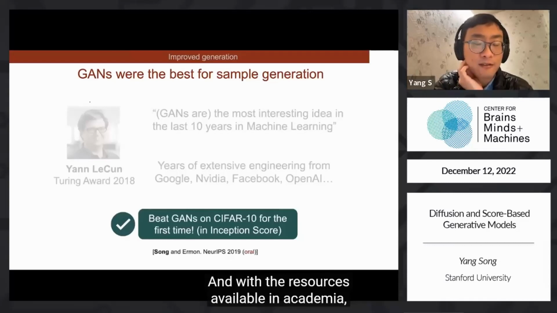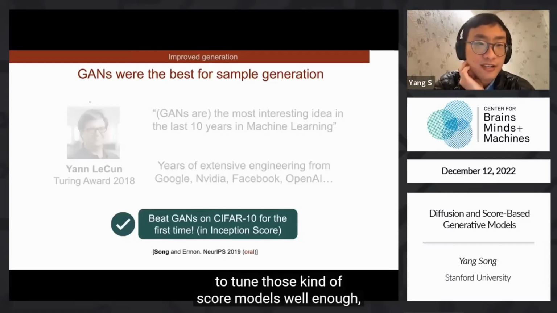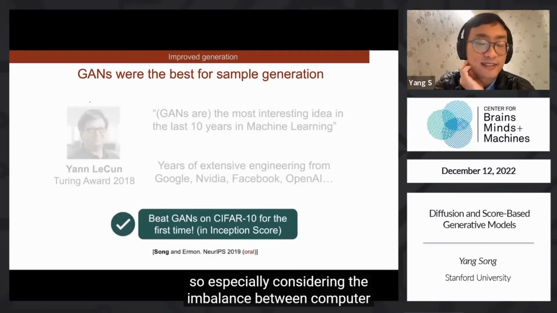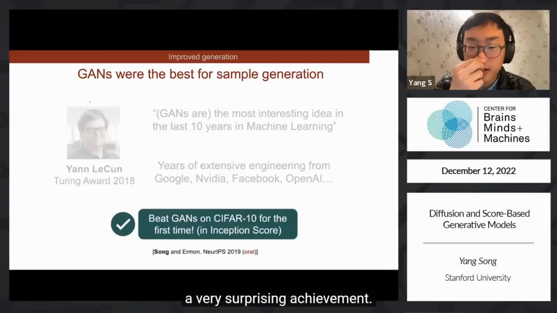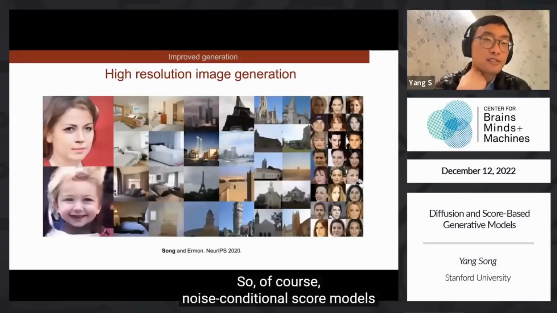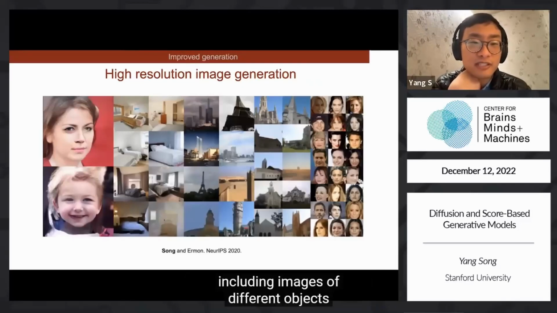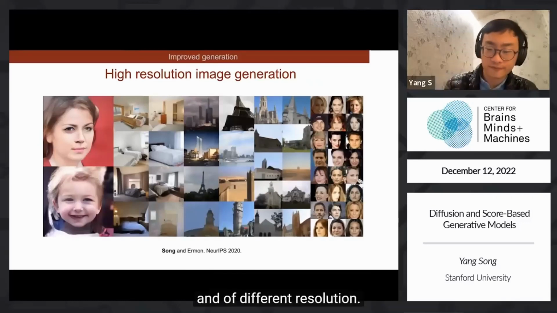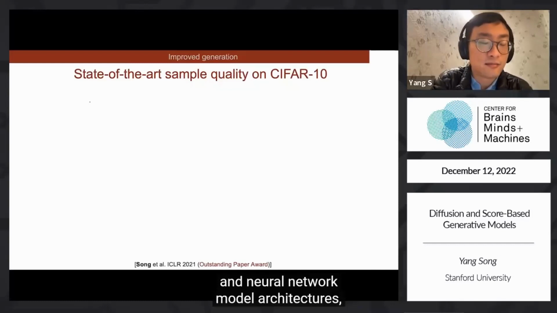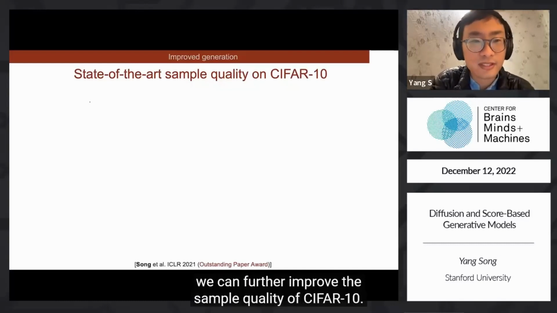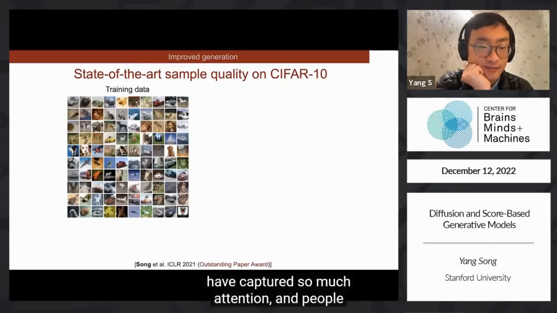With the resources available in academia, we actually do not have much capability to tune those kinds of score models well enough. So especially considering the imbalance between computer resources and engineering efforts spent on GANs and score-based models, I consider this a very surprising achievement. Of course, noise conditional score models can be applied to other types of image generation tasks, including images of different objects and of different resolution. With some later development on score matching techniques and neural network model architectures, we can further improve the sample quality on CIFAR-10. And of course, nowadays diffusion models have captured so much attention.